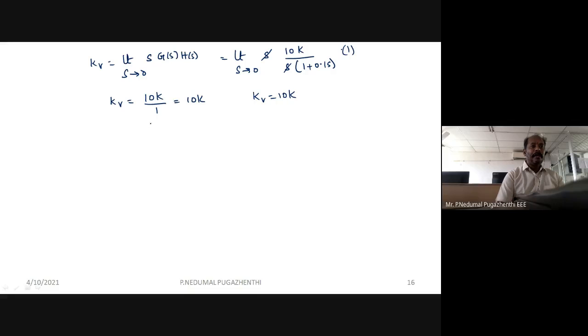So what is k? kV divided by 10. In the previous case, what is the value of kV you got? 900. Am I right or not? So 900 divided by 10 will give me 90. So my k value should be 90. Is that right?